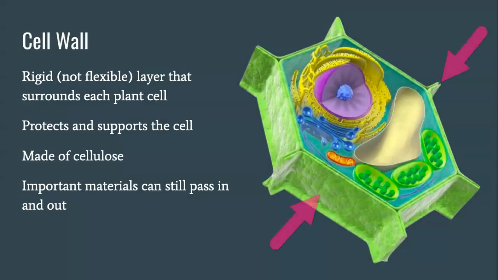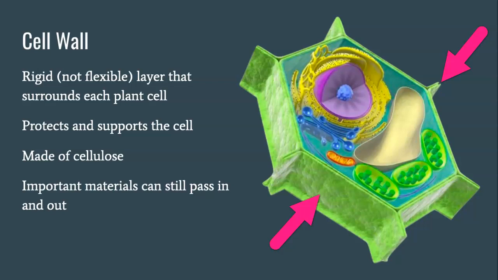Starting with the cell wall. Animal cells are simply surrounded by a cell membrane that allows them to move and change shape as animals move. Plants, on the other hand, have an exterior membrane called the cell wall. The cell wall goes around the cell membrane. And the cell wall is much more rigid, which means it's not flexible. And that cell wall surrounds each and every plant cell.